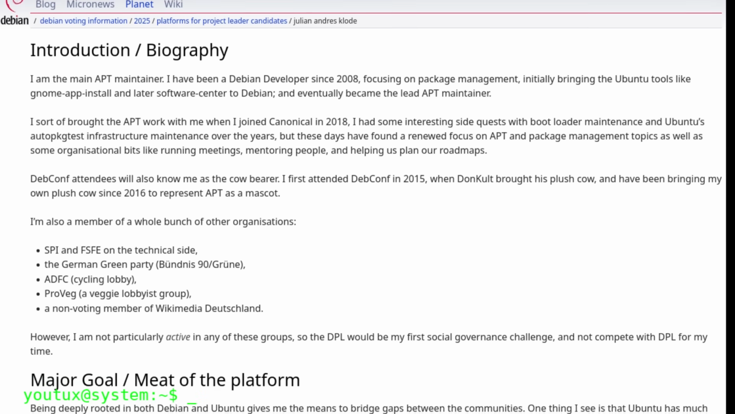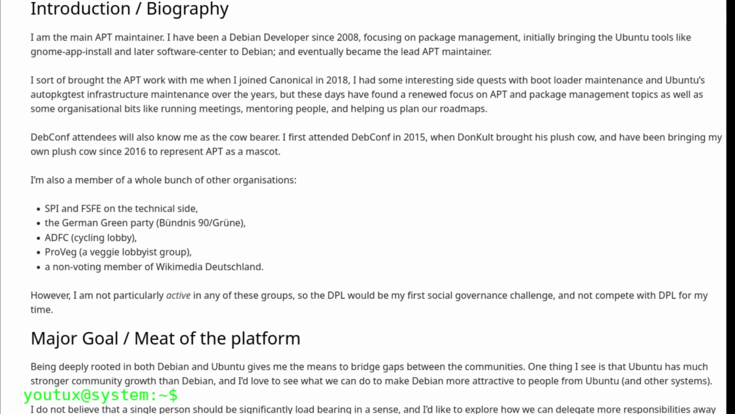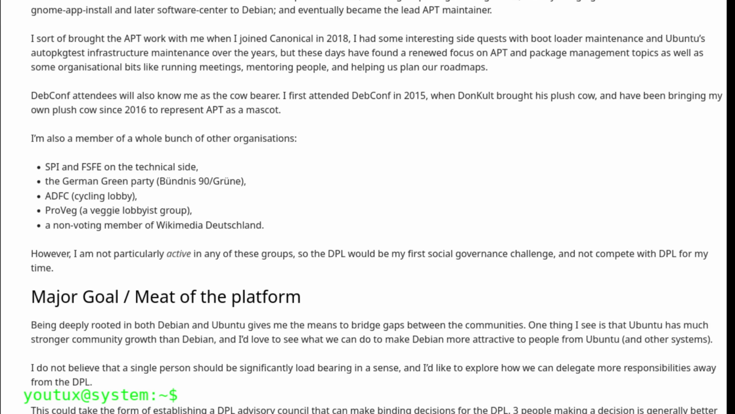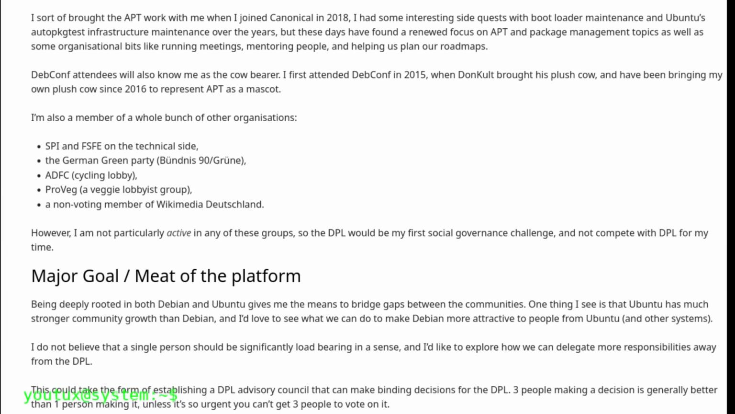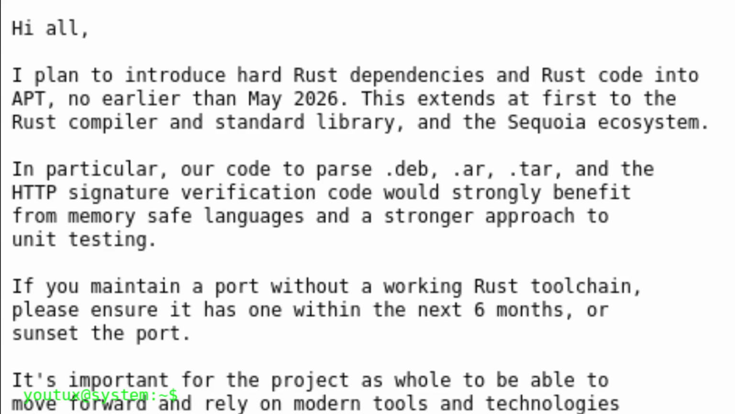Let's take a step back. The announcement came directly from Julien Andres Claude, a longtime Debian developer and one of the primary maintainers of APT. In a message to the Debian Devel mailing list, Claude clarified the team's intentions. Starting in May 2026, Rust will become a necessary dependency for APT. What does this mean in practice?